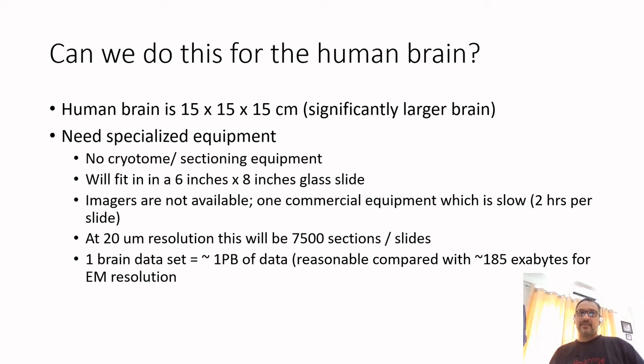Most of the commercial equipment that is used for histology is designed for biopsies, which means they're very small, right? So we don't even have a proper cryotome or sectioning equipment. The glass slides that you generally see in a microscope are 1 inch by 3 inch slides. A human brain section will not fit in there, right? So you need specialized glass slides, and it will fit in a 6 inch by 8 inch glass slide, just about.